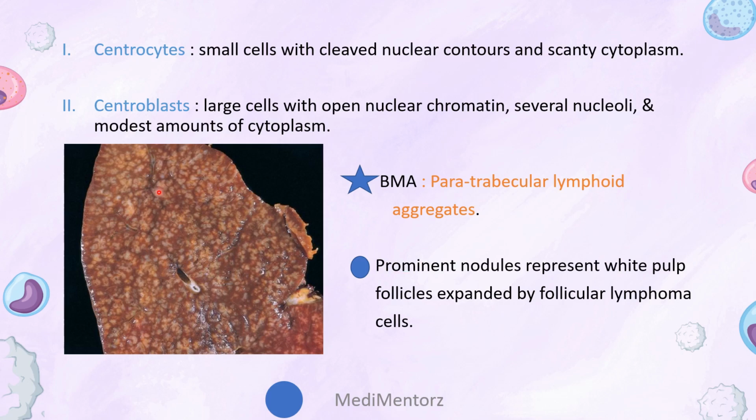It's not a normal image, okay? Because you can see there are several white spots. Okay, these white spots are nothing but white pulp follicles. These are actually the white pulp follicles which are present in follicular lymphoma.